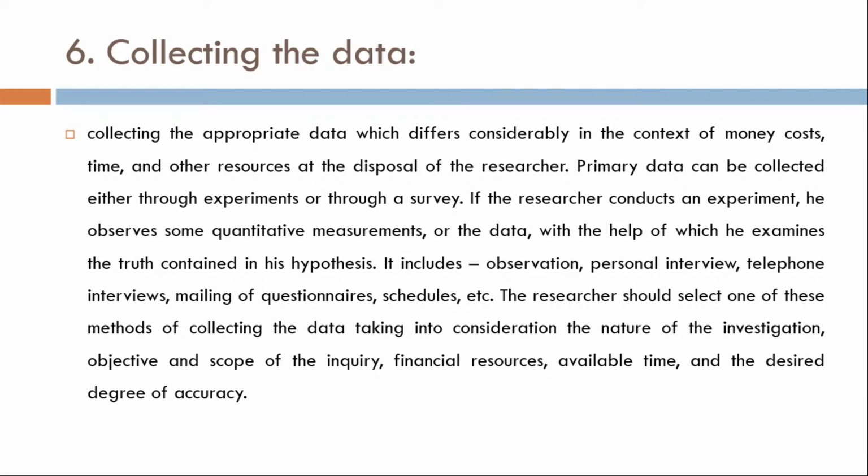Very simple. The person in the social sciences has to go for a personal interview or observation or telephone interview, or mail them a questionnaire. I can take the interview of the people by taking a scheduled appointment, right? So the researcher should select one of these methods of collecting the data, taking into consideration the nature of the investigation, objective and scope of the inquiry, financial resources available, time, and the desired degree of accuracy. All right. So for each and every researcher, the method will be different. Some will conduct the experiment in the lab. Maybe some have to go for interviews, or ask people by mail what they think about this particular issue.